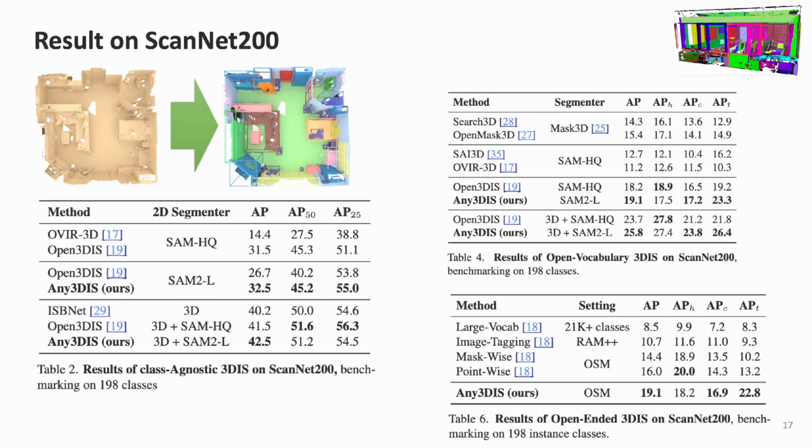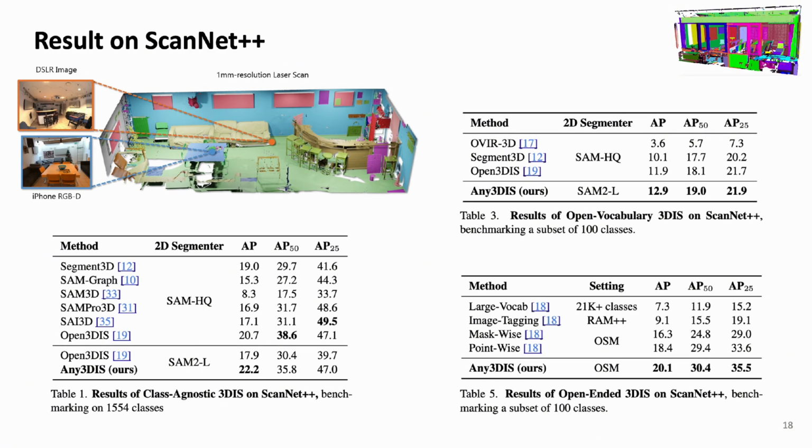To evaluate the effectiveness of Any3DIS, we conduct experiments on two widely used 3D instance segmentation benchmarks, ScanNet 200 and ScanNet++. Our evaluation covers three tasks: class-agnostic 3DIS, open vocabulary 3DIS, and open-ended 3DIS. On ScanNet 200, Any3DIS is tested across 198 instance classes and achieves state-of-the-art results. The ScanNet++ dataset provides posed RGBD images along with high-quality 3D geometry captured using advanced laser scanning technology.